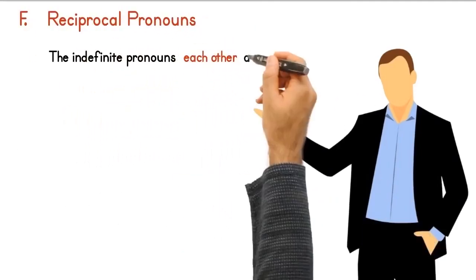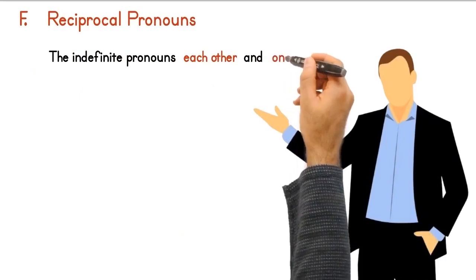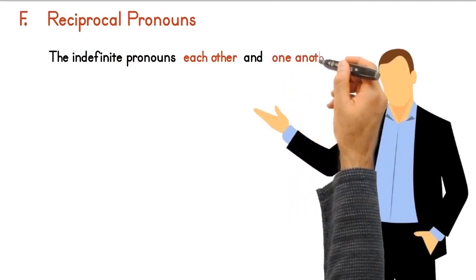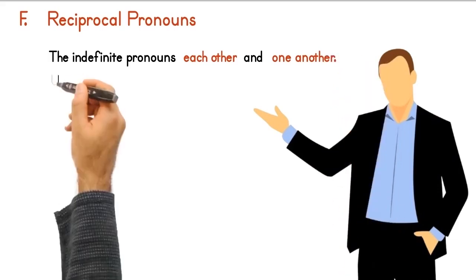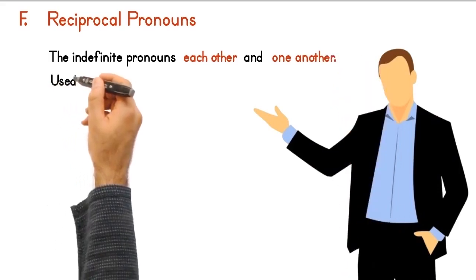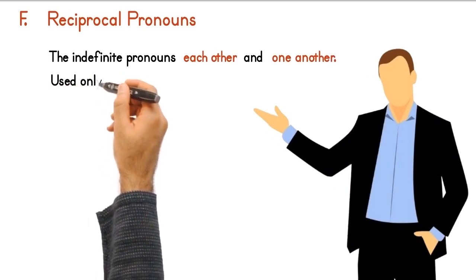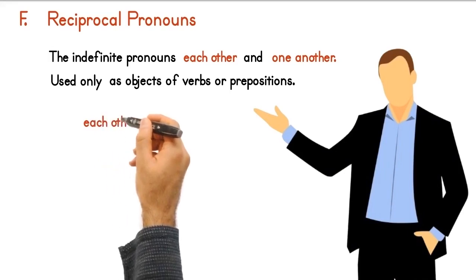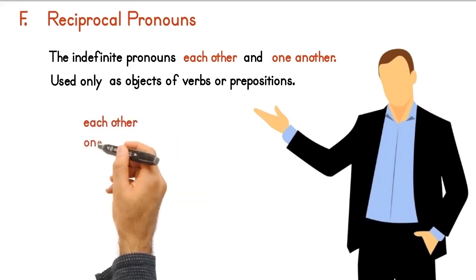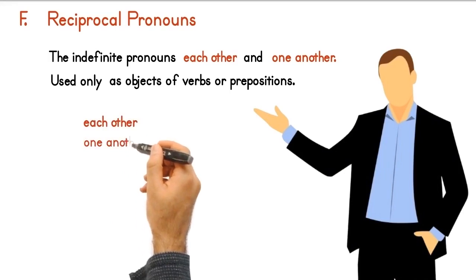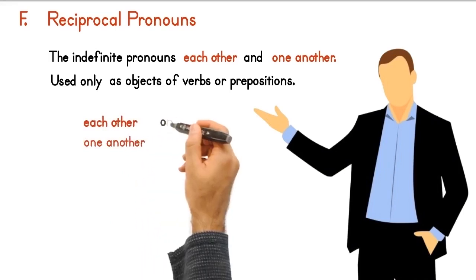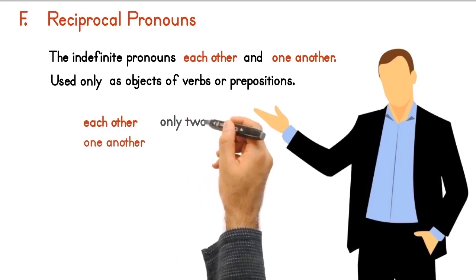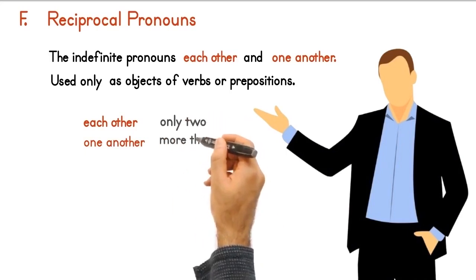Reciprocal pronouns are the indefinite pronouns each other and one another. They are regarded as compound pronouns designating related persons or things. They are expressions of mutual relationship and are used only as objects of verbs or prepositions. There is no real distinction in sense between each other and one another. However, in formal usage, some writers use each other to refer to only two, and one another for more than two.